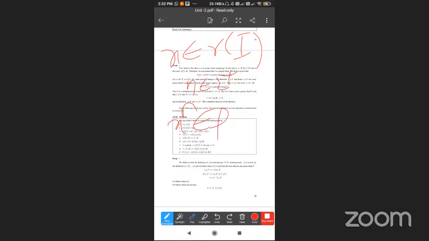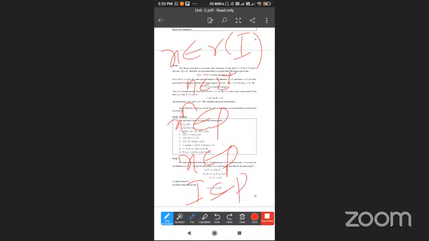Where does x belong? x belongs to every prime ideal P containing I. So x belongs to P, hence x belongs to every prime ideal containing I. This is because the radical of I is the intersection of all prime ideals containing I, by definition.